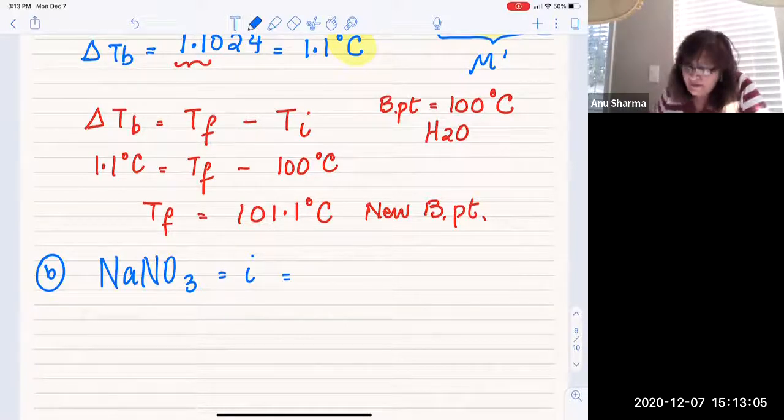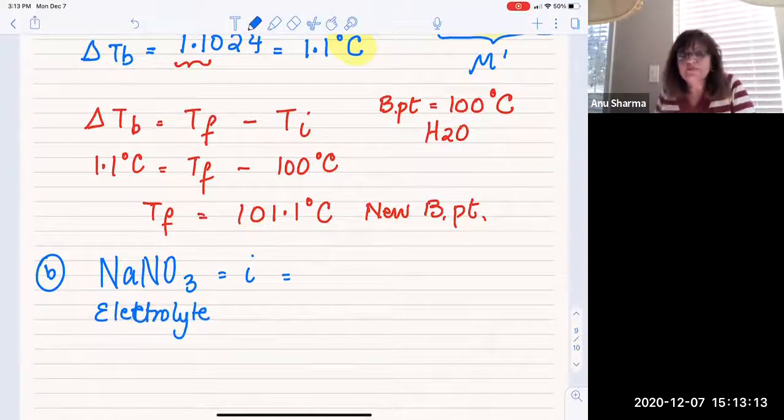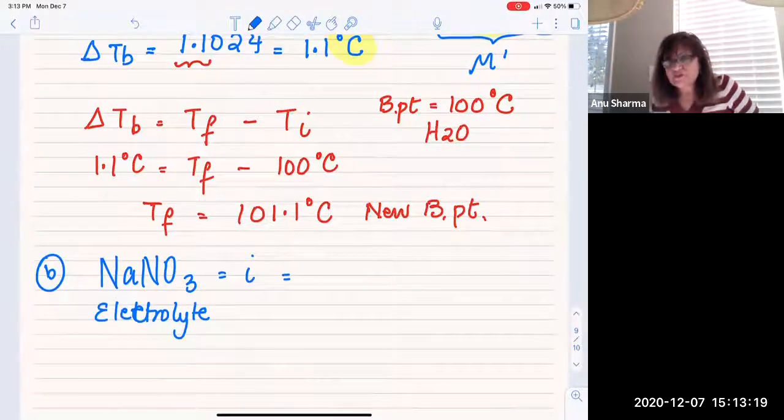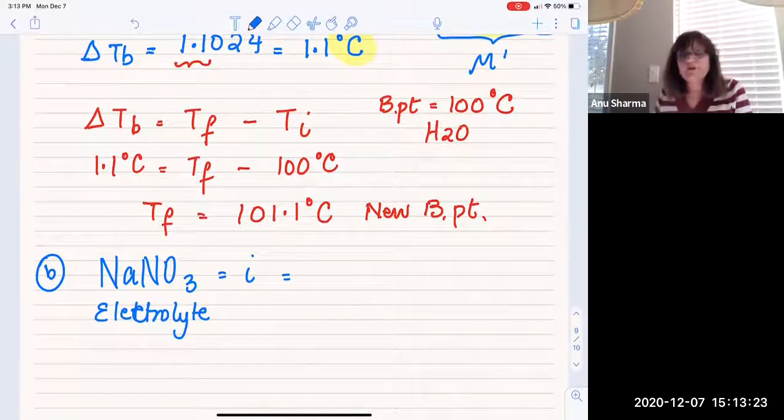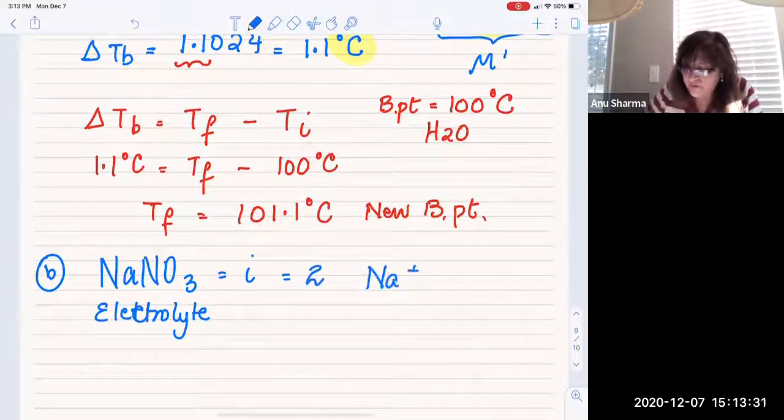It's not going to be 1. This is an electrolyte. Electrolytes are ionic compounds that solubilize in water, that ionize in water. So what is the value of i? What are the ions? How many ions are there? 2. You have a sodium ion and 1 nitrate ion.